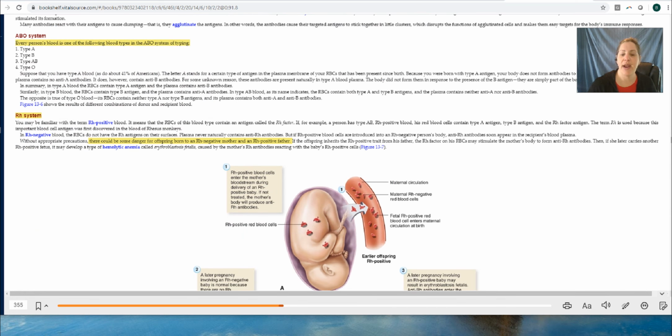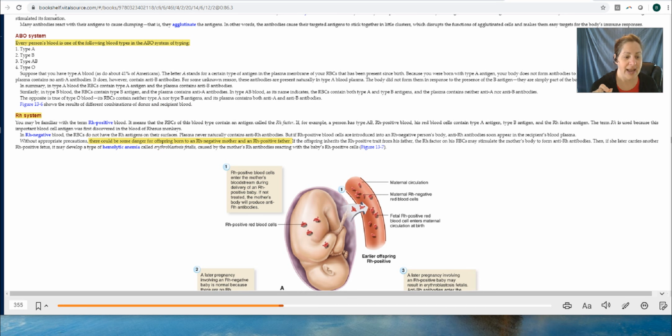All right, the RH system. The positive and negative at the end of your blood type is known as the RH. The RH is actually named after a rhesus monkey, R-H-E-S-U-S, rhesus monkey that we discovered it in. That's where the RH comes from. It's just named after him. Okay?